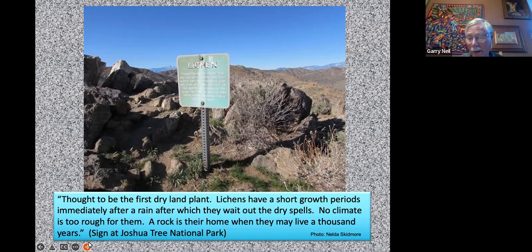They do live in all types of environments. They can live in very extreme conditions, very cold, and also very hot conditions. And actually, you can find some lichens near volcanic areas and places where the surface is not really comfortable for anything else. The sign says a rock is their home where they may live 1,000 years. We're not sure if they really live that long, but they do certainly live a long, long time.